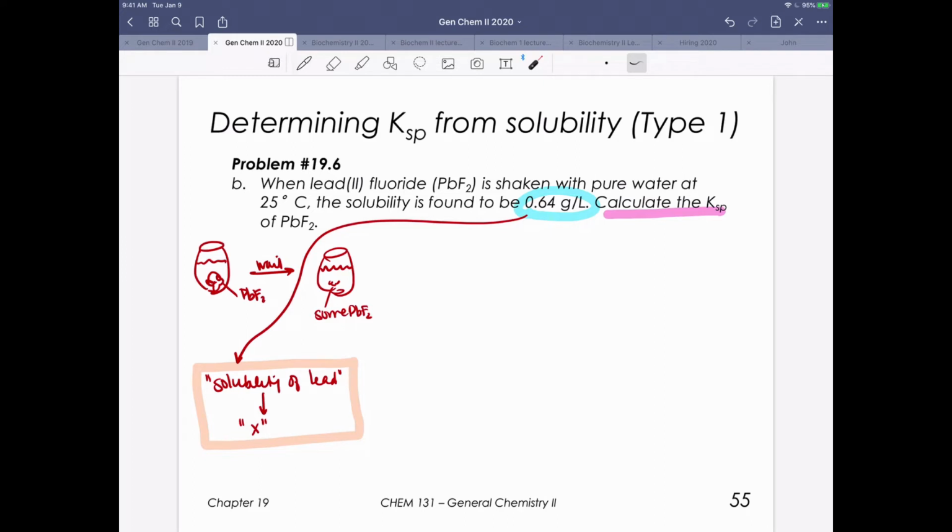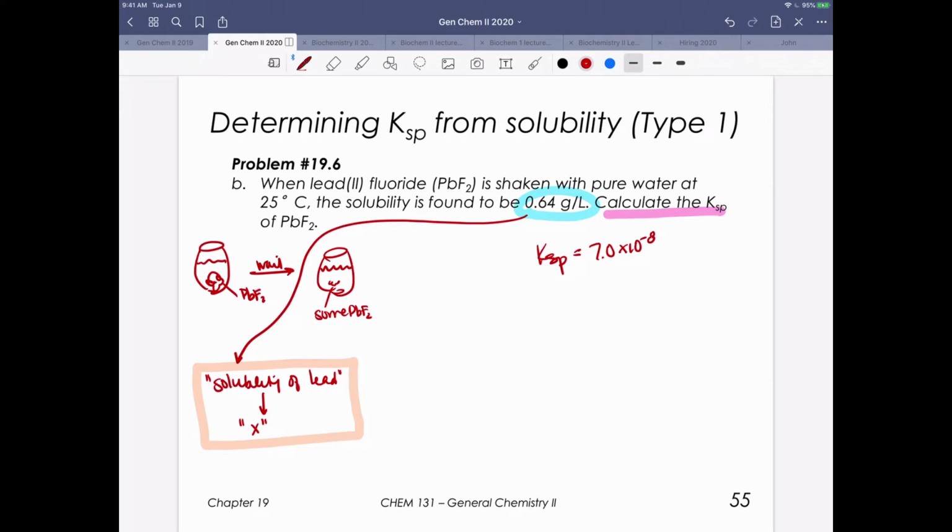And again, if we write a balanced chemical equation, we're going to see that that would be equal to X. So once we know the solubility of lead from this, and we know that that's X, we can do just like we did in our previous problem, and we can calculate what the Ksp value is going to be. The Ksp for this problem is 7.0 times 10 to the minus 8th.